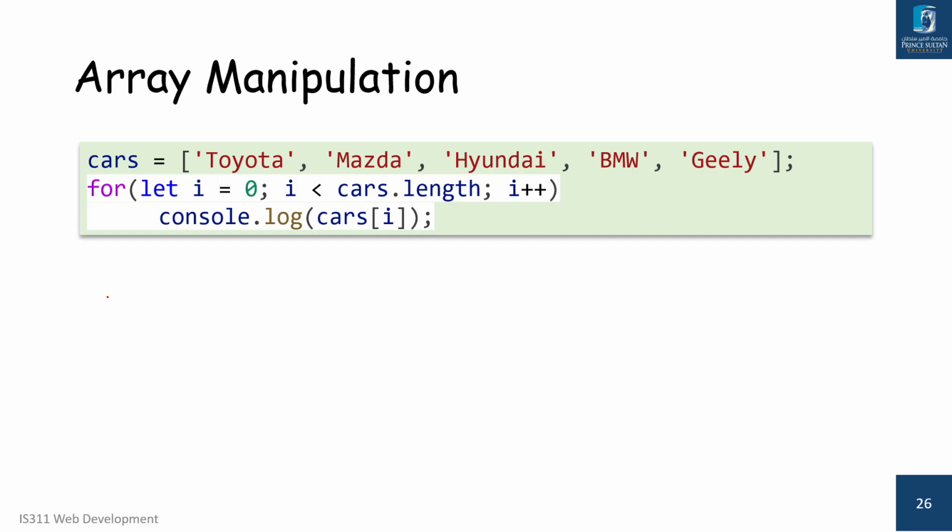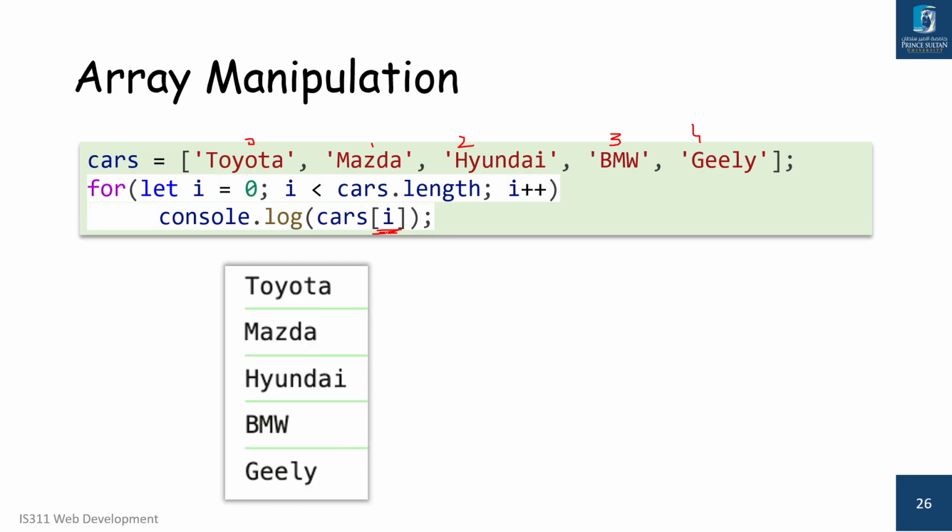Again, array manipulation. Just like objects, we can also iterate through the elements. For example, i equals 0, cars.length, and length will give me 1, 2, 3, 4, 5. So this length is equal to 5, and we say i is less than 5, because the index values start with 0. This is 0, this is 1, this is 2, this is 3, and this is 4. So 4 is less than 5. We are using the index notation to access these individual elements, and it will print them.